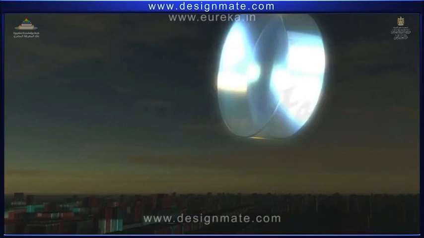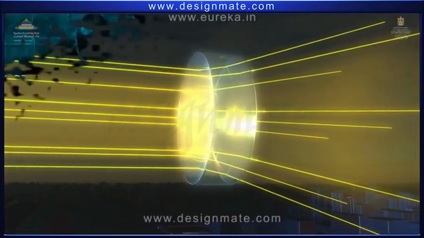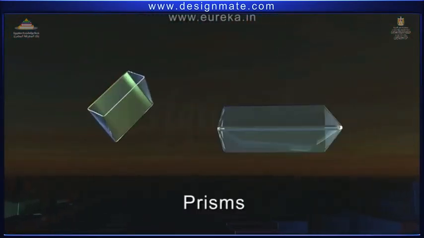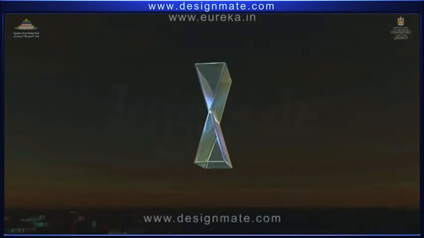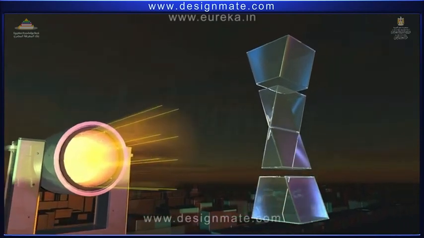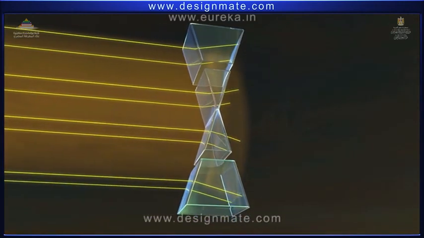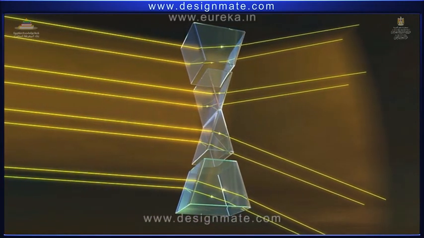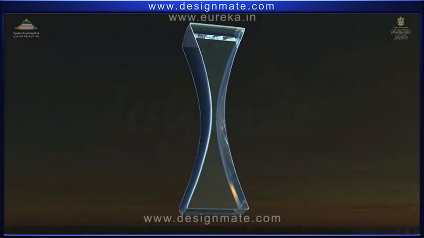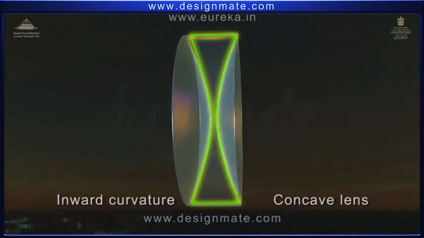Let us look at another kind of lens, which diverges the light rays passing through it. Concave lens. Place two prisms with their vertices in contact and arrange a few slabs of rectangular prisms beside each of them. The parallel rays of light falling on such an arrangement refract away from the center. Overall, we can see that the light undergoes divergence and it emerges on the other side. A single piece of glass formed in this fashion, having inward curvature, is called a concave lens.